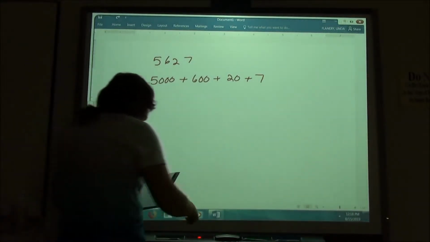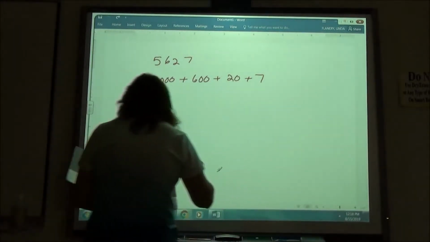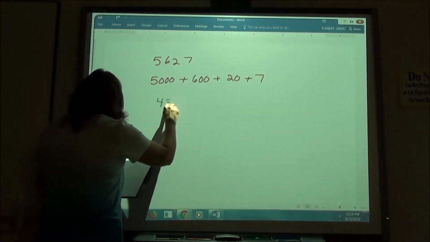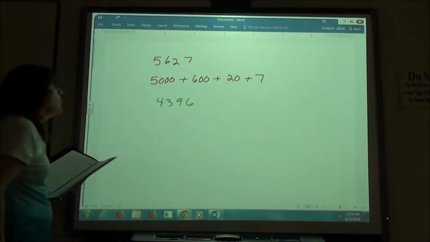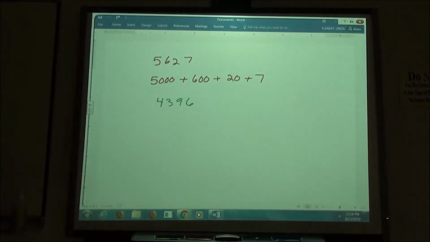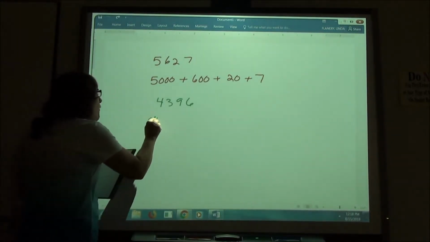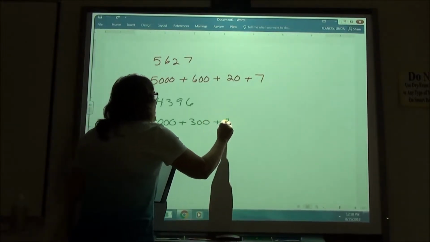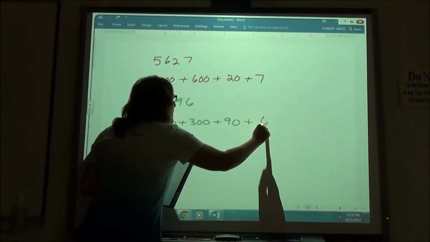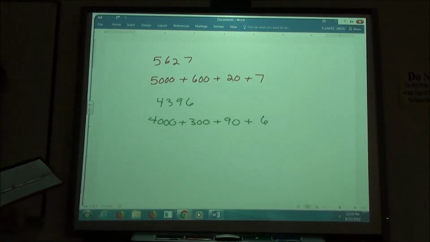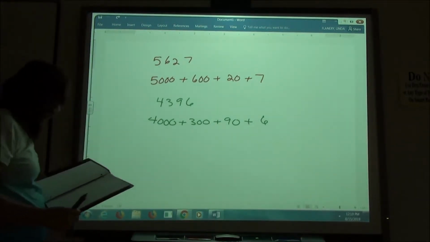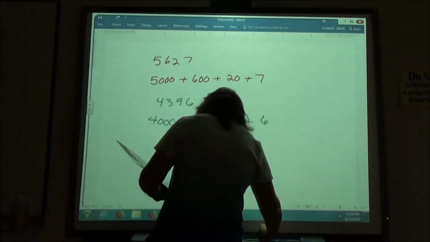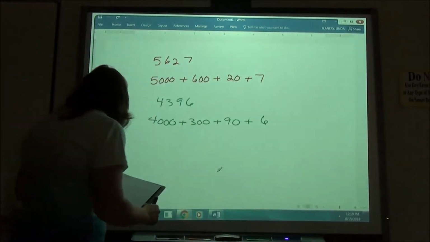So if we jump over onto the next side, we have 4,396. We want to write that in expanded form. So again, the 4,000 plus the 300 plus the 90 plus the 6. And she gave us one more of those.